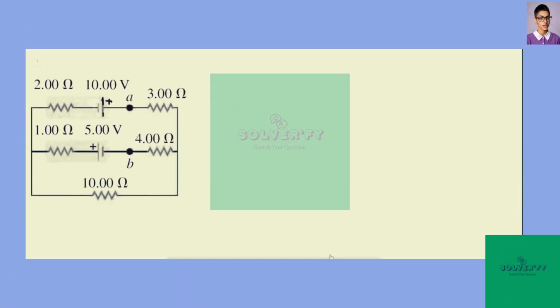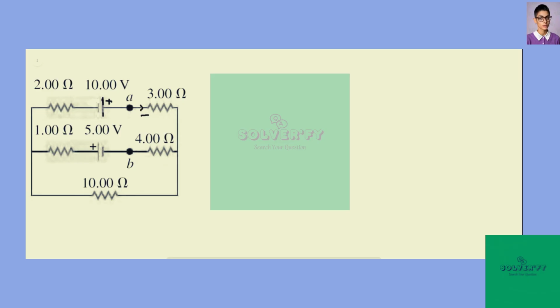Okay, so this is the circuit with the 10-volt battery reversed, inserted in the opposite polarity. Now we have to find the current in each branch. So let me suppose that the current in the top branch is I.